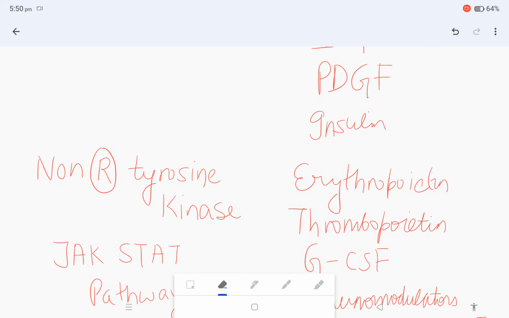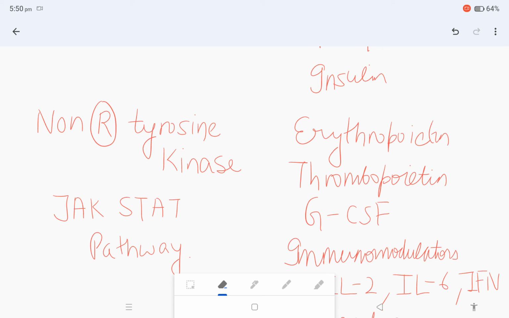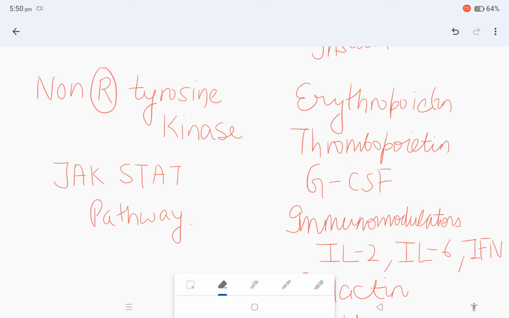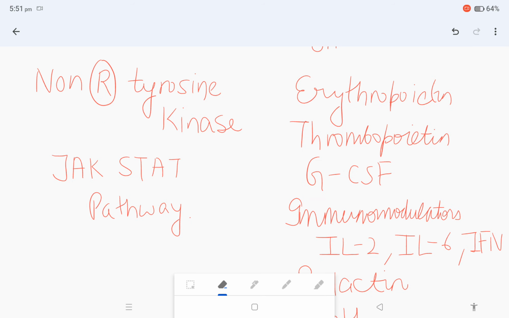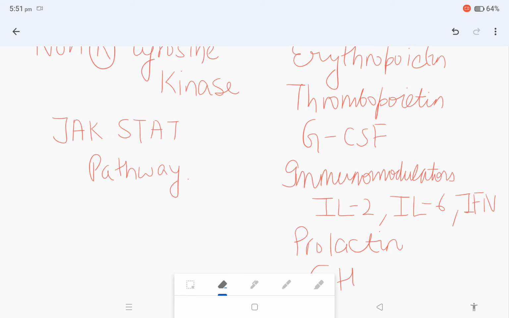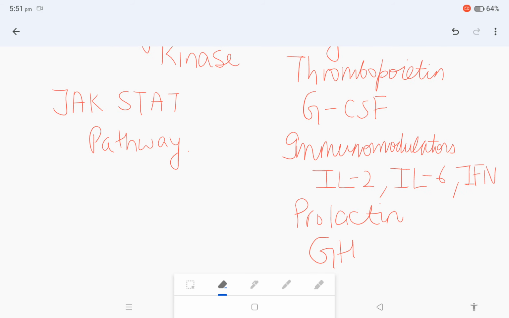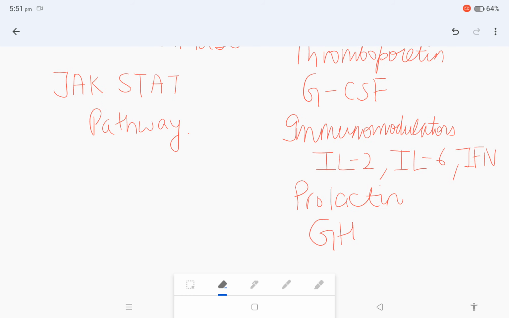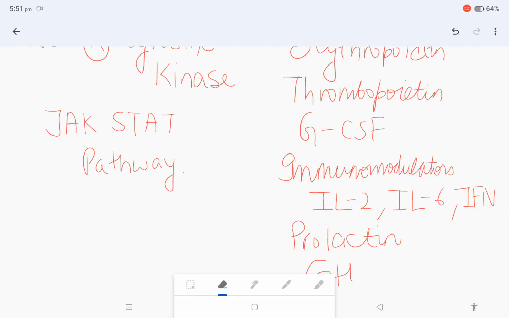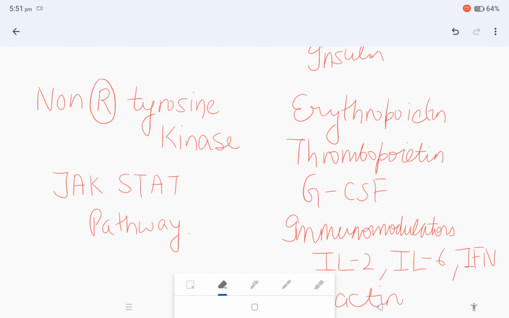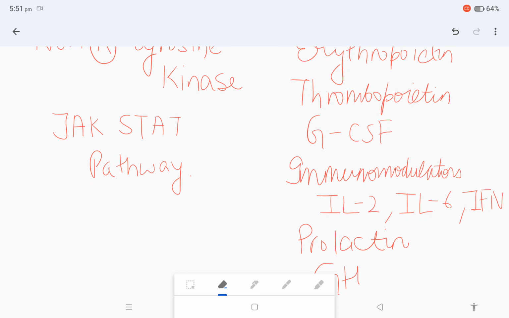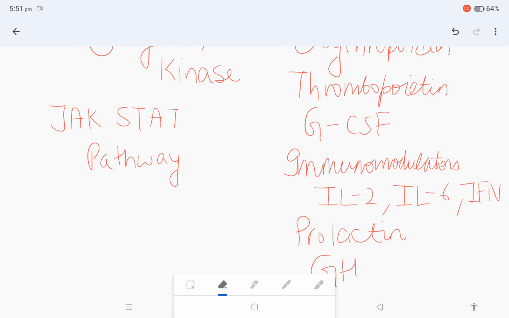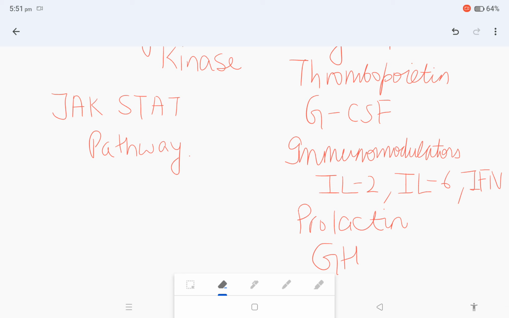And non-receptor tyrosine kinases. Non-receptor tyrosine kinases act through the JAK-STAT pathway. And here we have erythropoietin, thrombopoietin, granulocyte colony stimulating factor, immunomodulators, interleukin 2, interleukin 6, interferons, and prolactin and growth hormone. Here we have growth hormone. While growth factors were responsible by the tyrosine kinase, growth hormone is non-receptor tyrosine kinase, and prolactin is also by the non-receptor tyrosine kinase.